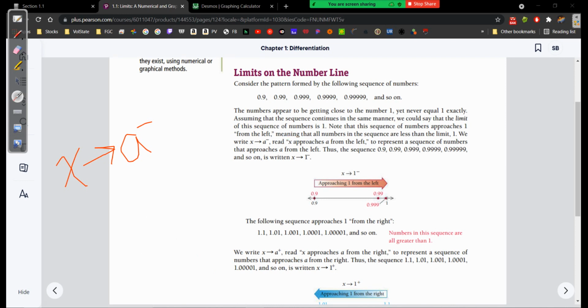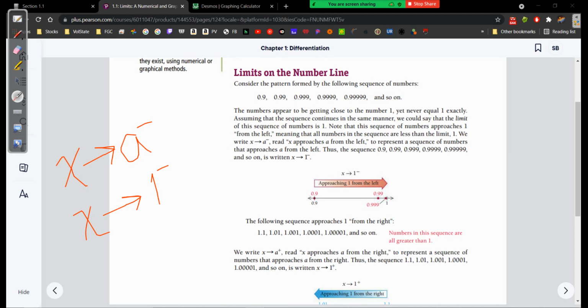To represent a sequence of numbers that approaches a from the left, thus the sequence we read before and so on, we say x approaches 1 from the left side. And of course we can see that here, right? We're going from 0.9, 0.99, 0.999, and we're approaching the number 1 from the left side.